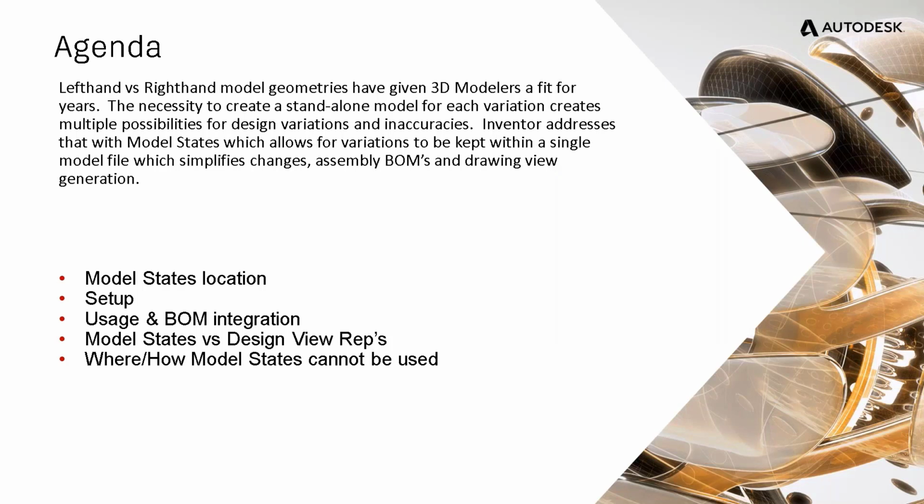So the agenda today: talking about model states. The benefit of model states is to build configurations within your piece parts and assemblies that show various design iterations, but you could also configure them to show steps during the manufacturing process. We're going to discuss model states and where they're located, how they're set up and used, how they integrate into an assembly bill of material and a drawing parts list.